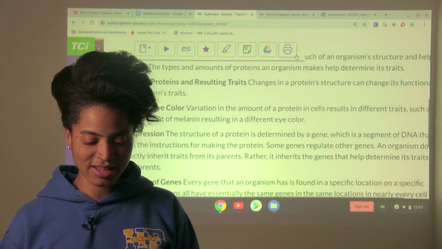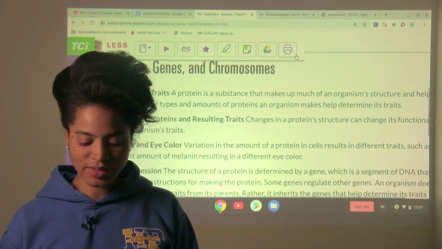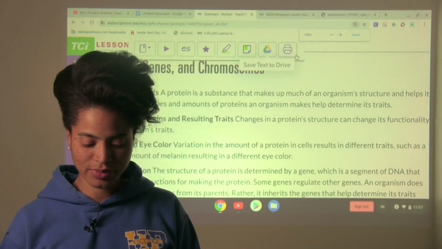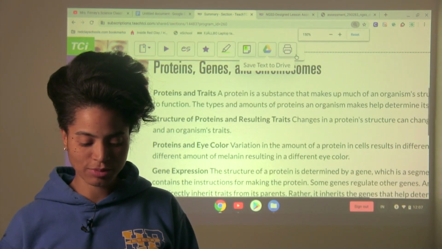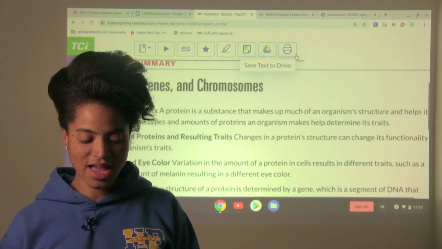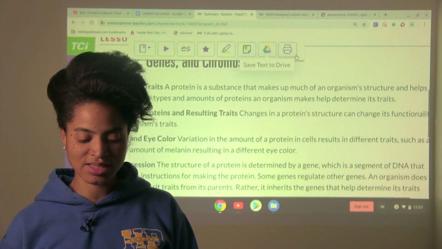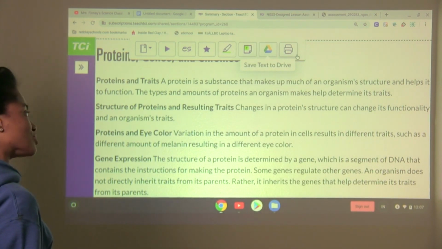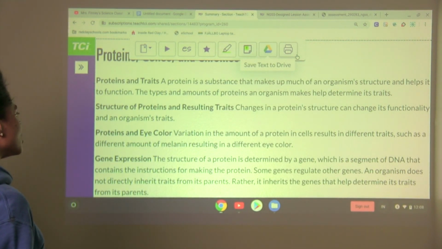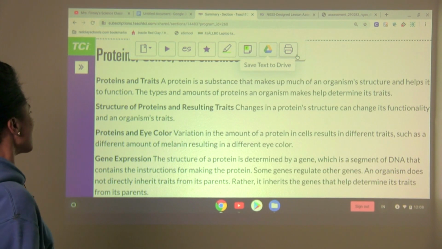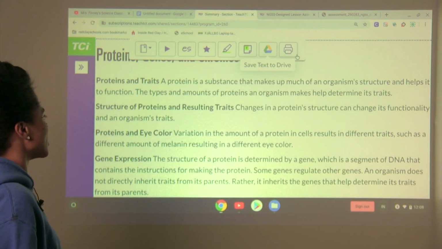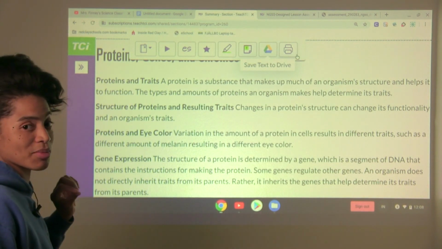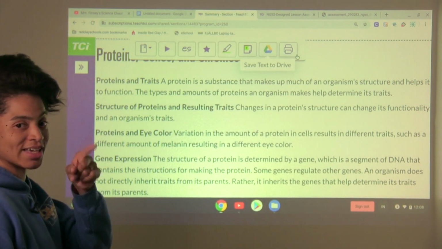All right, and it gives us a flashback of the different lesson topics. First section was titled Proteins and Traits. It reads, a protein is a substance that makes up much of an organism's structure and helps it to function. The types and amounts of proteins an organism makes helps determine its traits. Keep that in mind. That was lesson 8, section 1.